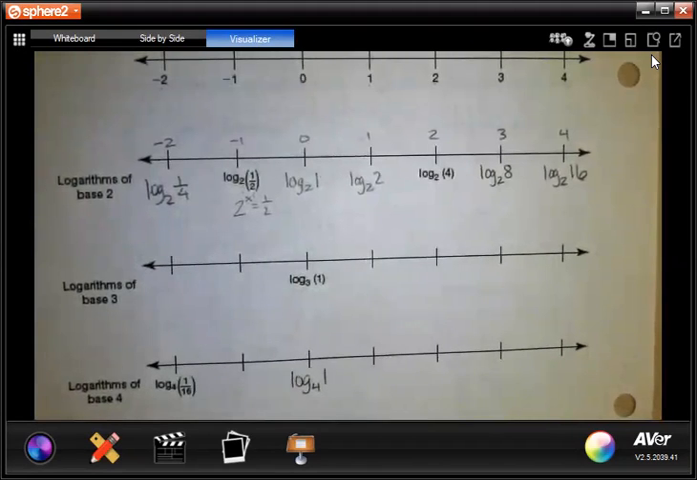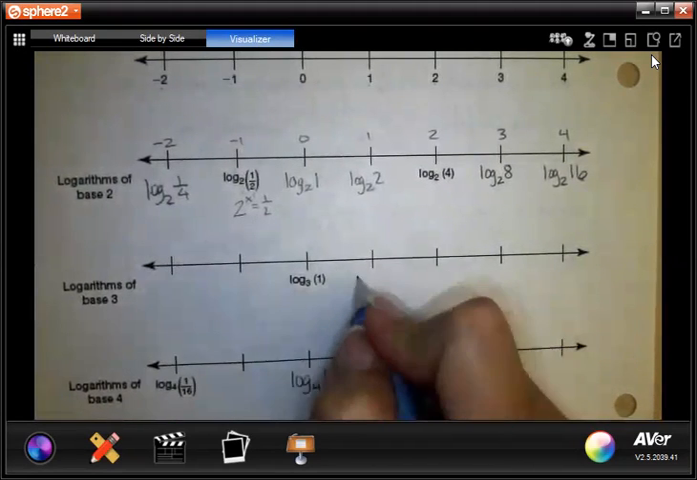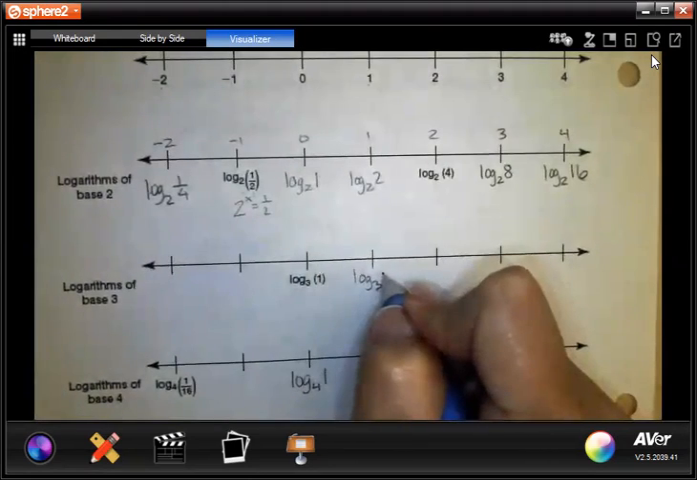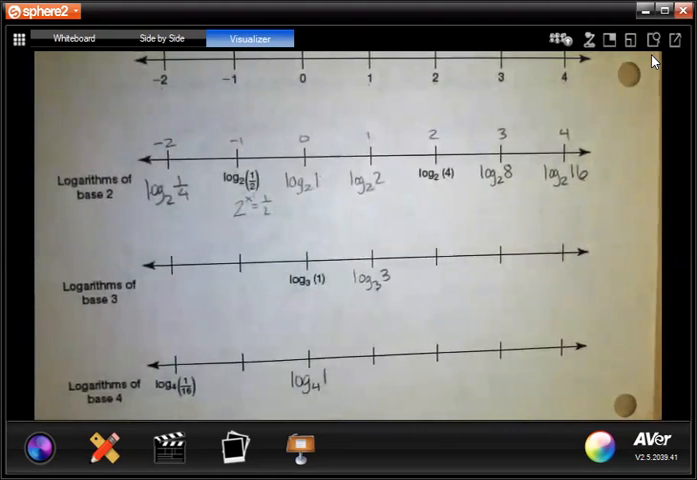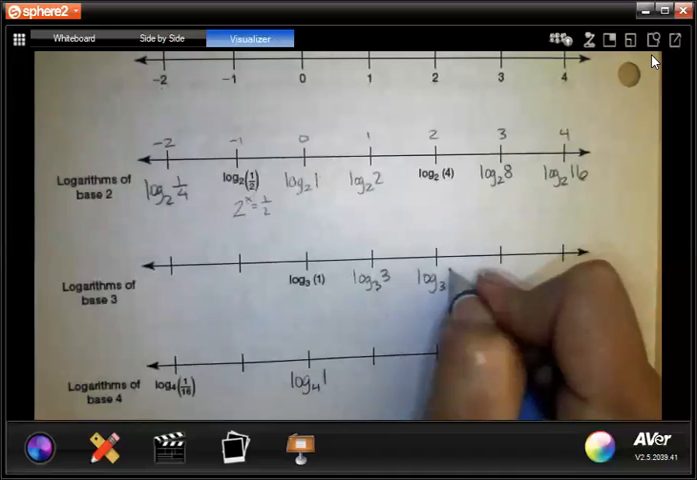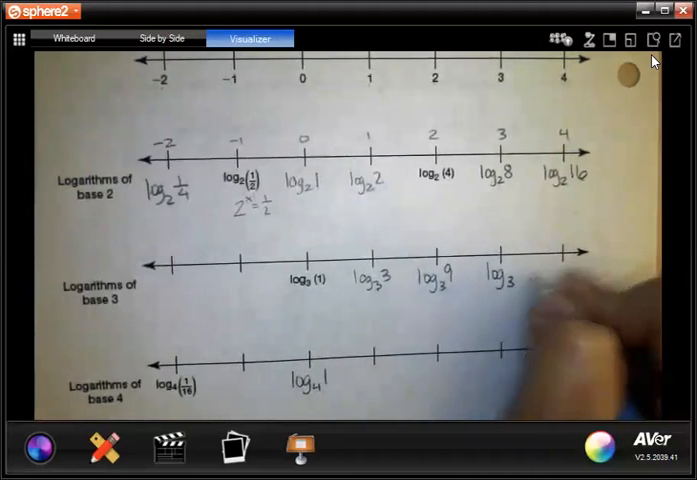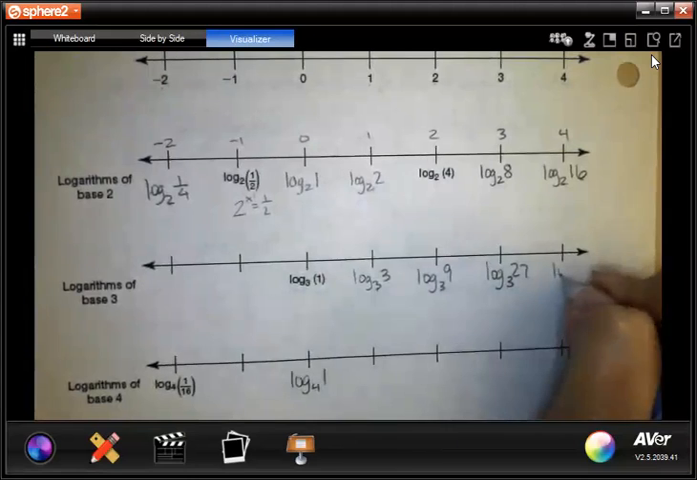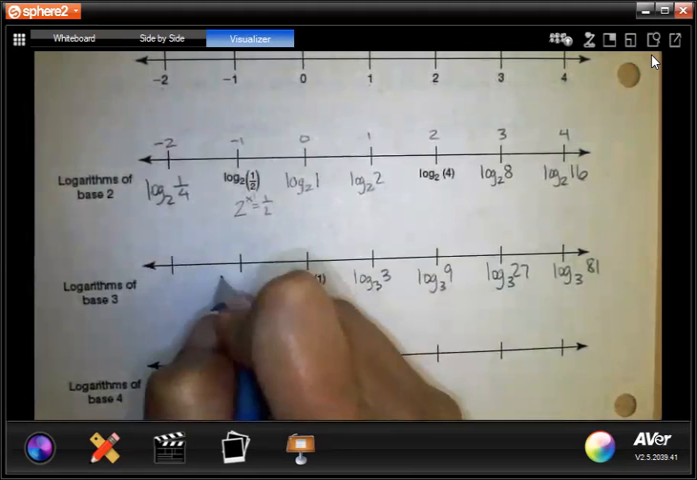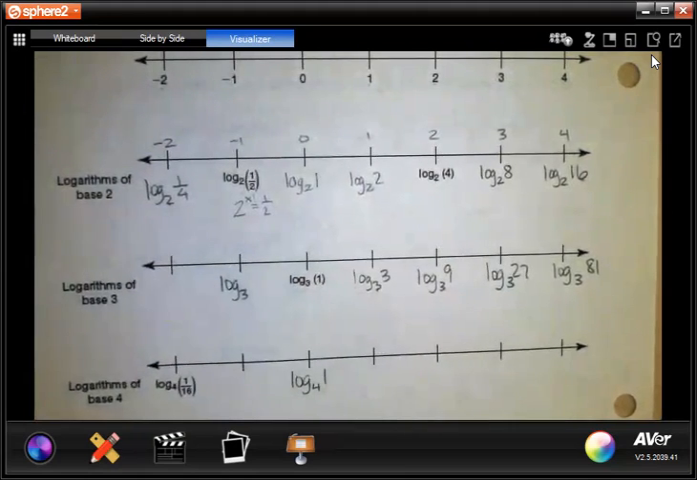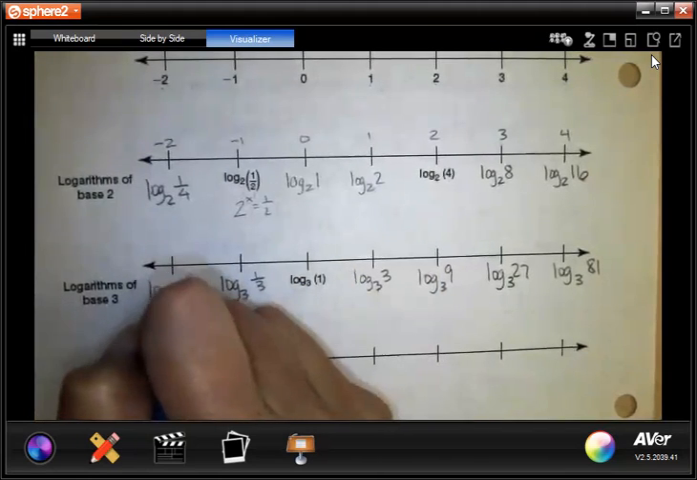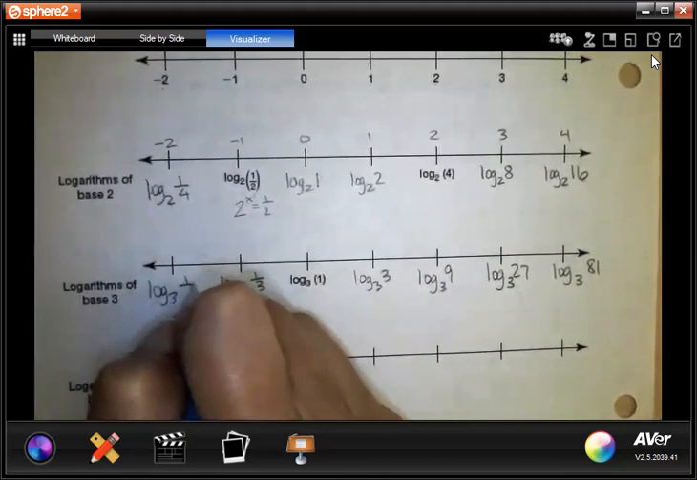In order to do the 3, you would do exactly the same thing. So log base 3, 3 to the first power would be 3. 3 to the second power would be 9. 3 to the third power would be 27. 3 to the fourth power would be 81. And if we go backwards, remember that negative exponent makes you do the reciprocal. So 3 to the -1 would be 1/3. And 3 to the -2 would be 1/9.